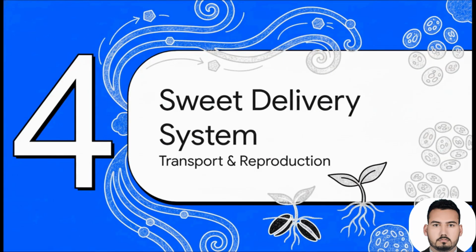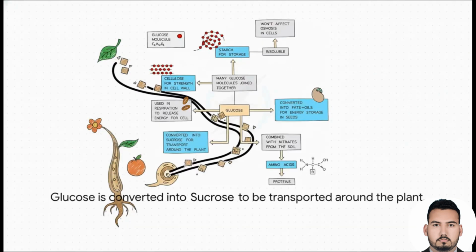Okay, so we've got fuel, storage, and structure. What else could there be? Well, the plant still needs a way to move all that energy around, right? And it needs a way to reproduce. You guessed it, glucose handles that too. Following our map one last time, we see another vital transformation.